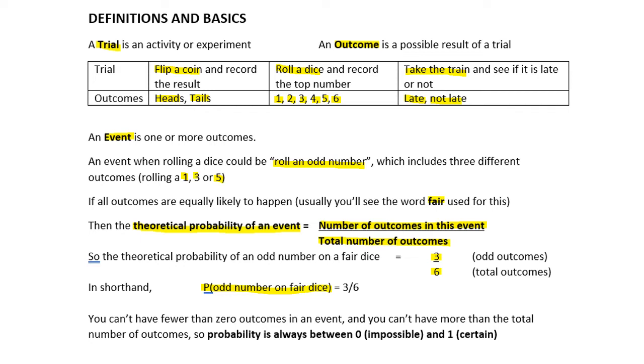You obviously can't have fewer than 0 outcomes in an event, so the lowest that a probability can get to will be 0 out of 6, or just 0. That would be an impossible thing. And you can't have more outcomes in an event than the total number of outcomes that are there. So a number divided by itself, the highest probability you can have is 1, for certain. I think these are all things that you already know, but it's important to state them first.